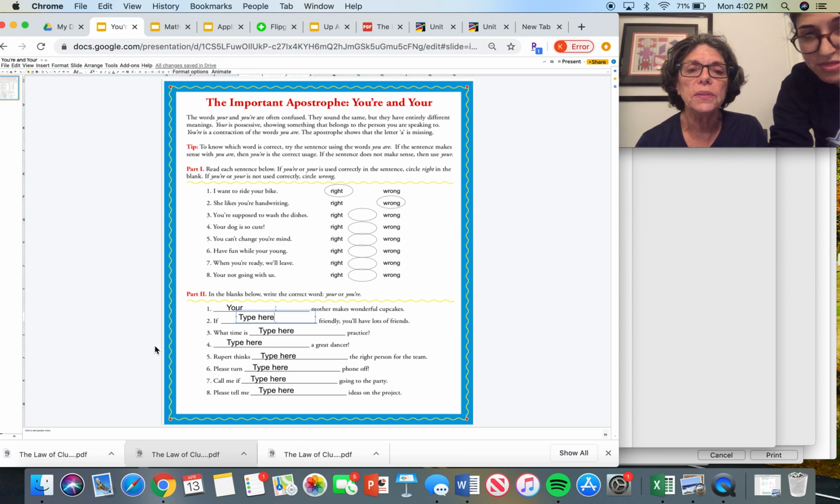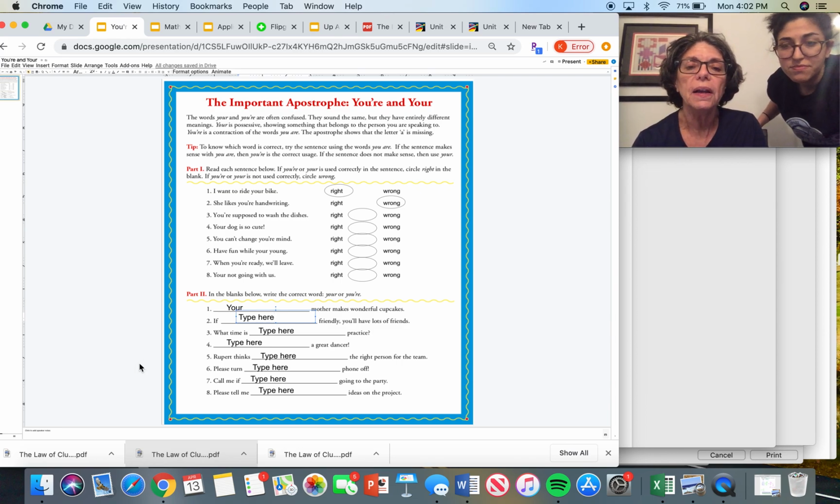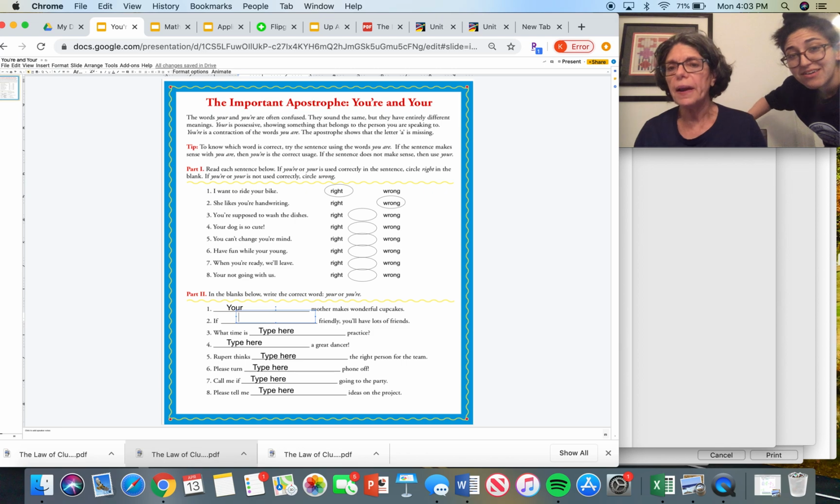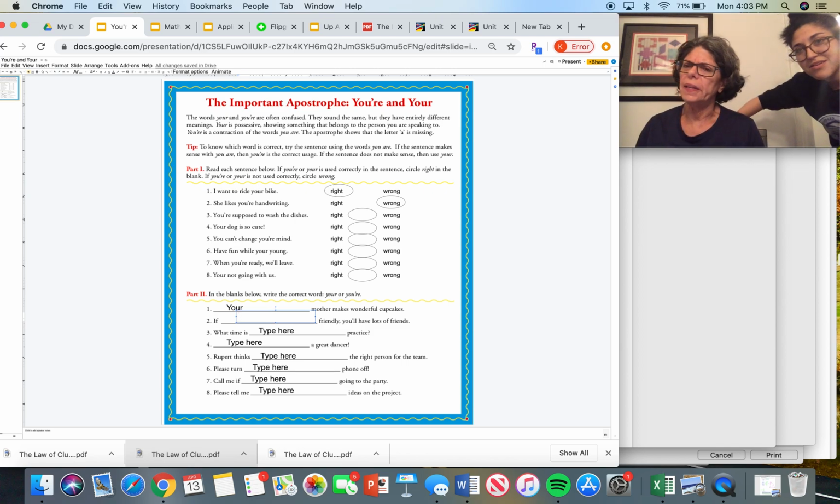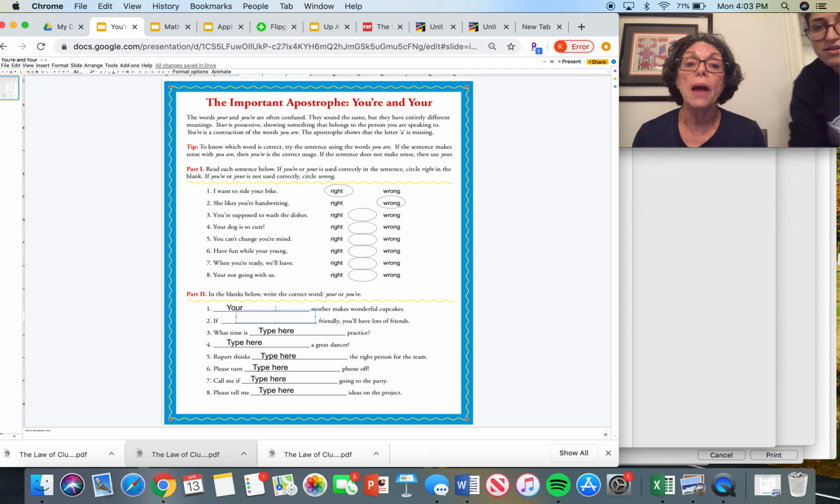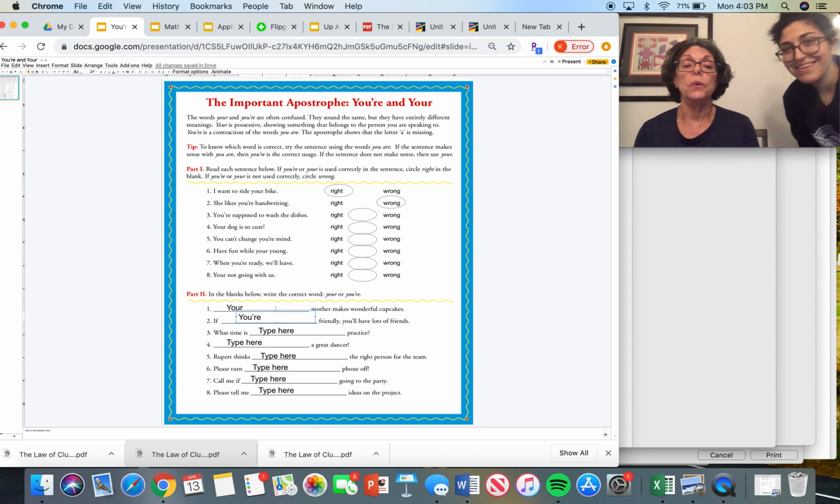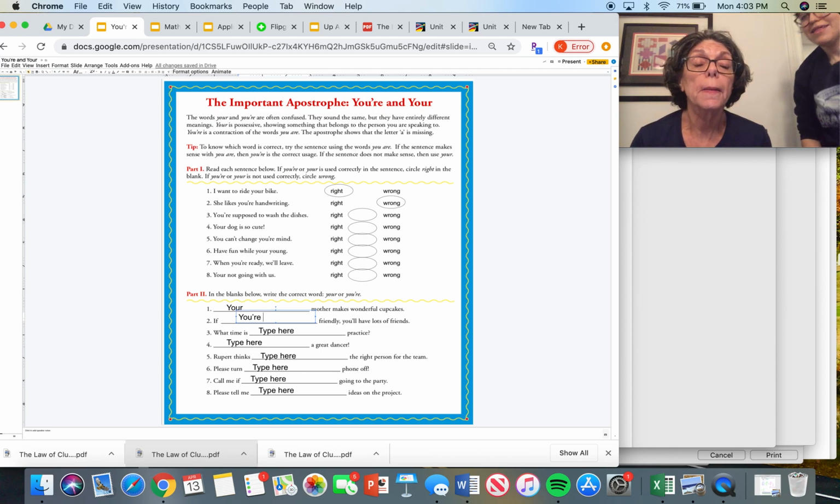Okay, the second one says, blank friendly, you will have lots of friends. So, does that mean if you are friendly, or does it mean if your friendly? Now, your friendly doesn't make any sense. It would have to be you are friendly. So, if you are friendly, you'll have lots of friends. So, that is Y-O-U apostrophe R-E. All right. Thank you so much.